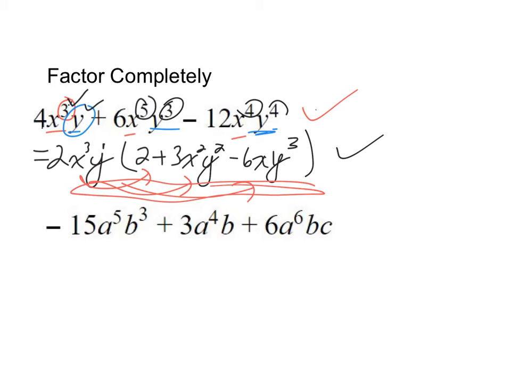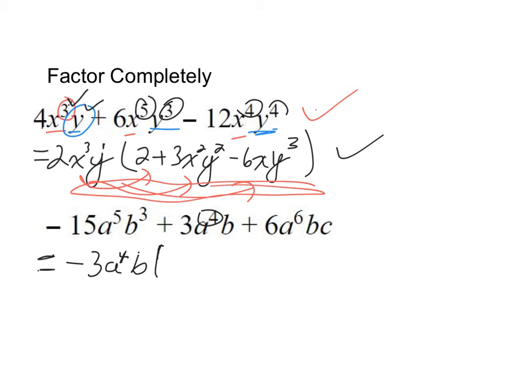All right, now that you tried it, here's the answer. You're going to see what number and variable is common among all of them, so that would be a 3. It is a good habit to take out the sign of the first term, so we're going to take out negative 3. And then we have an a that's common among all of them, and the lowest exponent on the a is the 4, so we're going to go a to the 4. And b is common among all of them, and the lowest exponent is just b to the 1. C is in the last one, but c is not common among all of them, so we can't pull that one out.